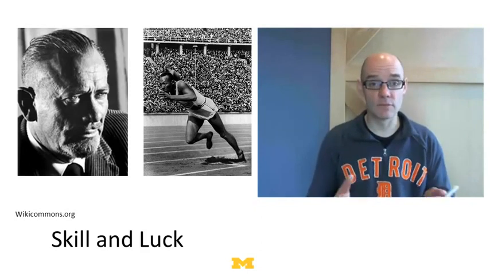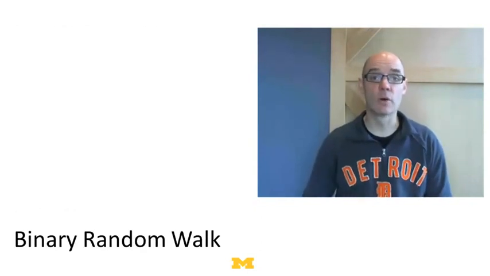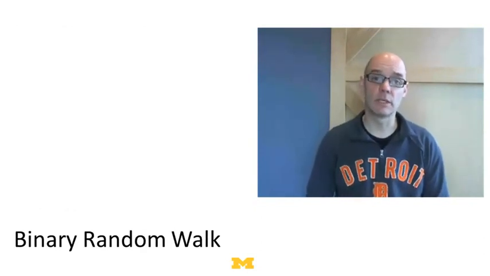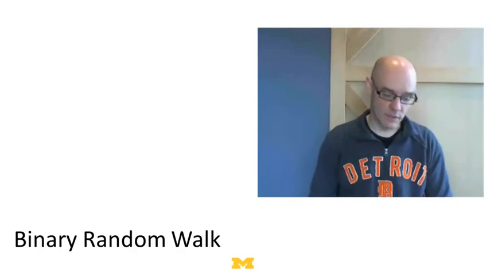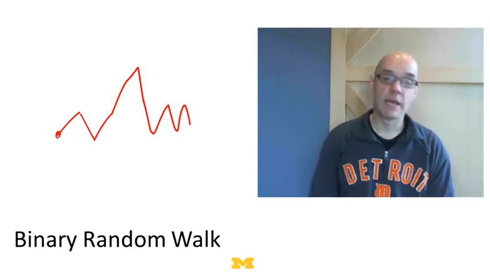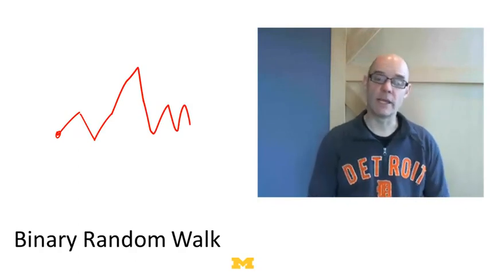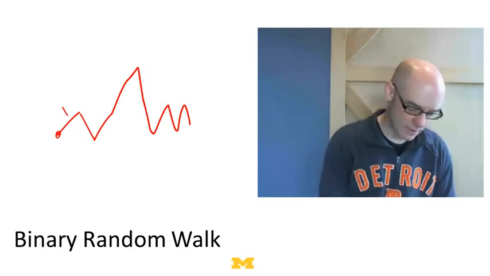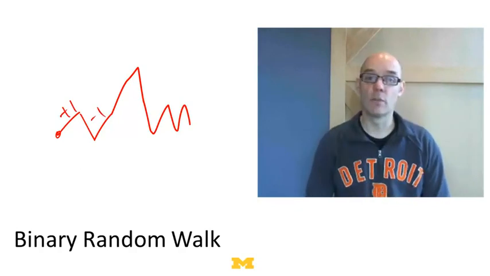Now, after we've done this sort of straightforward skill and luck model, we're going to move on to something called a random walk model. Now, random walk models work as follows. You're just sitting at a point, and then you take a step up or down, then you take another step, and then you just keep taking steps and randomly walking. So we're going to start with a binary random walk model, where each step is either +1 or -1.